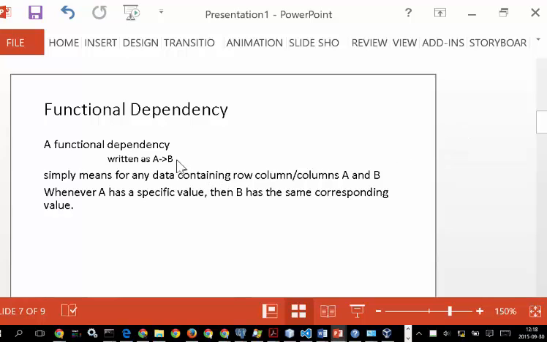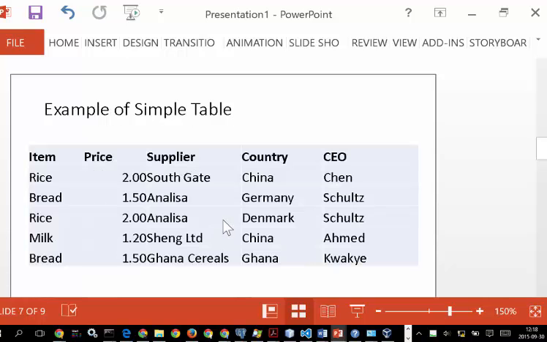So it is written as A implies B, the same way you had it before. So one thing functionally determines B. So we say that something determines another thing. That means that whenever it occurs, we expect that it should go together. So I'll give an example. It's like this little table here. So you realize that there are many different columns. There is an item column, a price column, supplier column, country, and CEO.